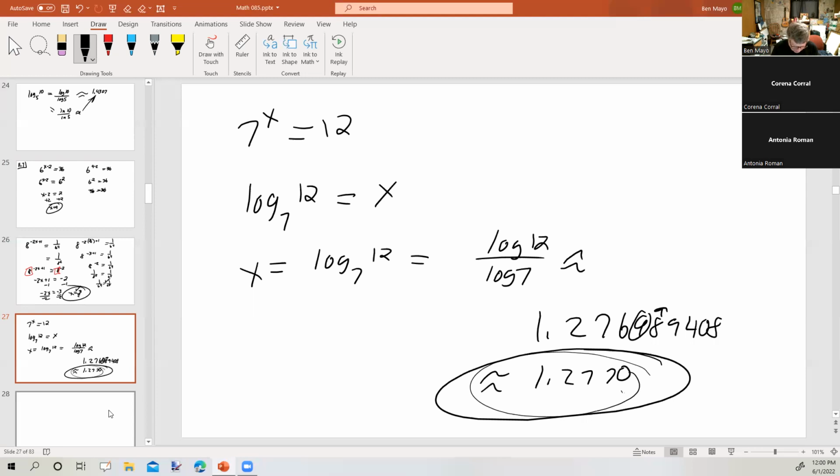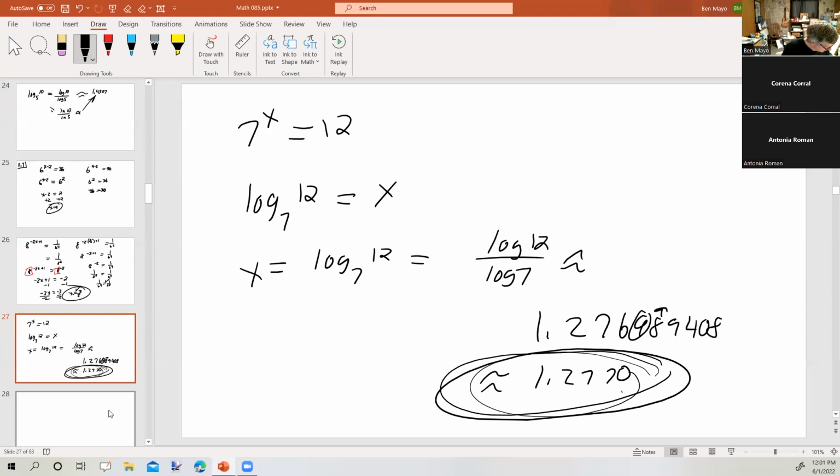Since I've rounded that off, if I go back and I go 7 and then the little caret key to what power, and I put in 1.2770, it comes out 12.0002473. So because I rounded, it's not exact, but it's darn close. So this is the approximate solution. We okay with that? Yes.